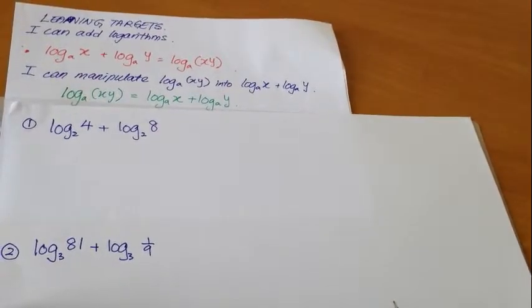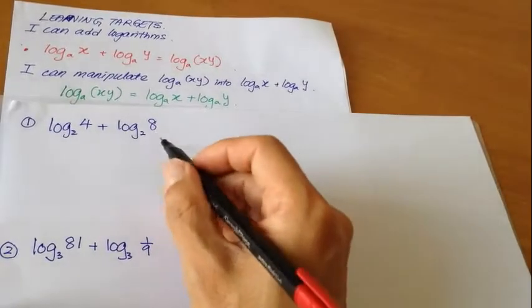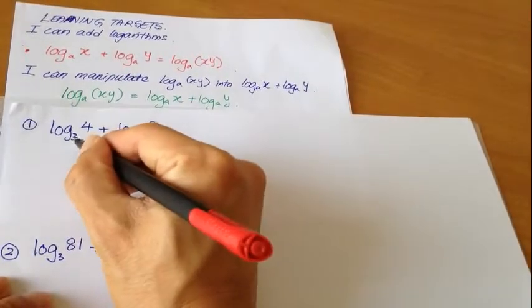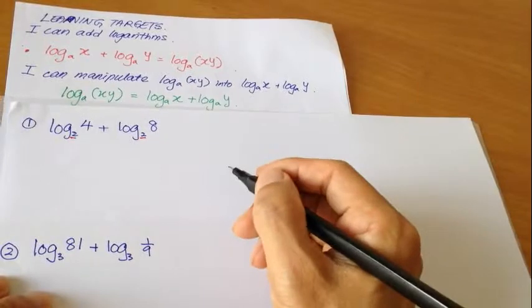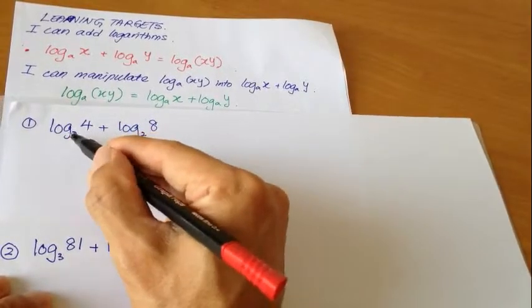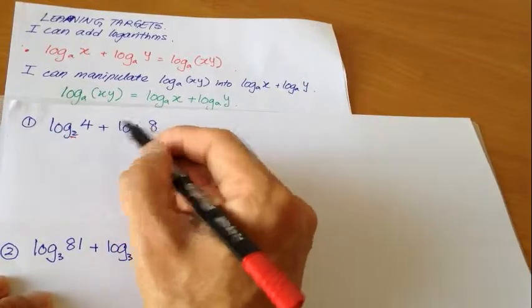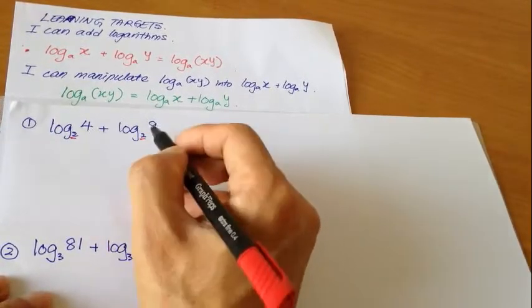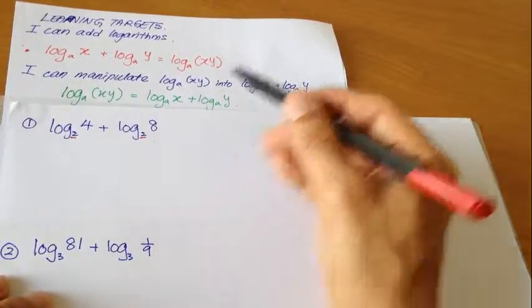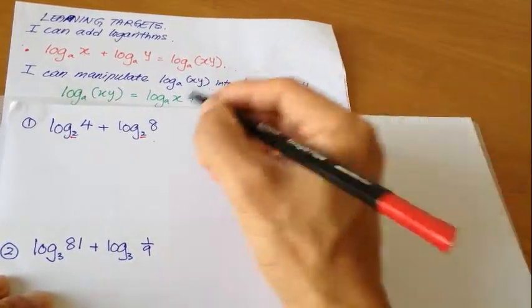Alright, let us start by considering question number 1. What to do with question number 1? Here, we notice that the bases are the same. And we have the addition of logarithm of something plus logarithm of another thing. The factors are different. Here, the factor is 4. Here's the factor of 8. So, this is basically case number 1.